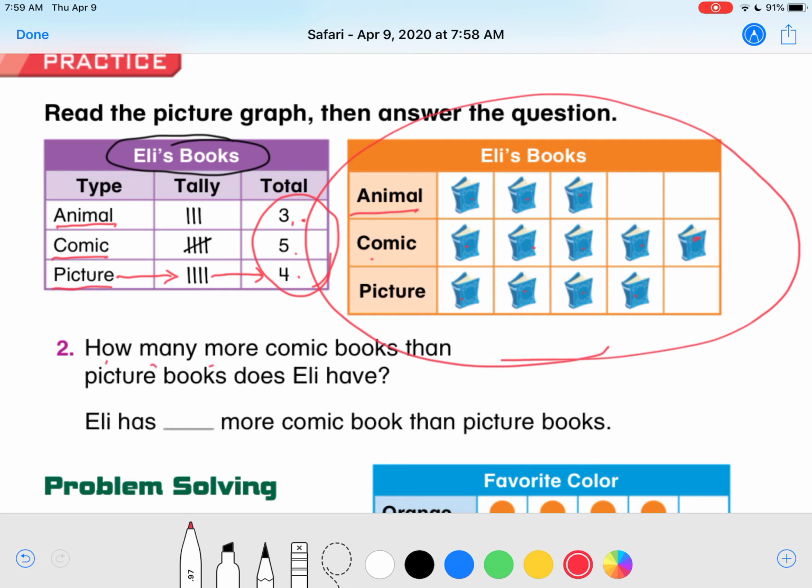How many more, there's that magic phrase, how many more comic books than picture books does Eli have? So I'm wanting to know comic books and picture books. Do I need to know anything about animals? No. So really, I can mark that out if I don't want to think about it. If it's confusing to me, I can sort of get rid of it with my pencil. So now I want to know how many more comic books than picture books. So I'm looking. Remember, I told you you could subtract, but also you can see these each have the partner. So there must be more comic books by how many? Just 1. Only 1 more comic book than pictures.